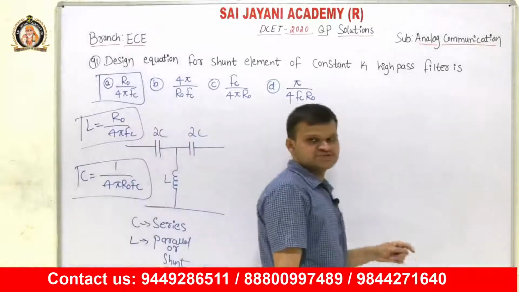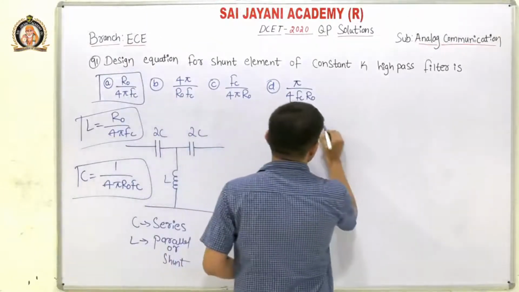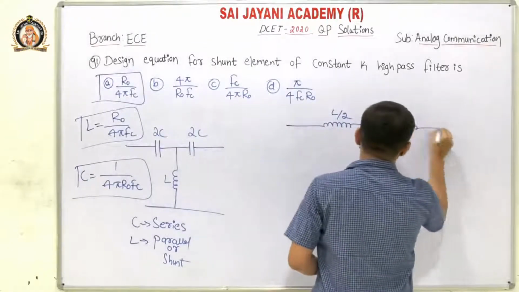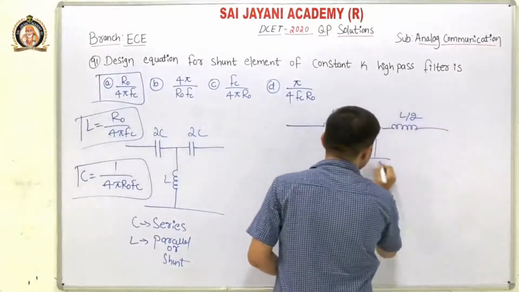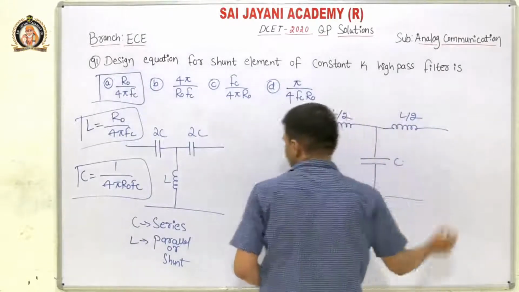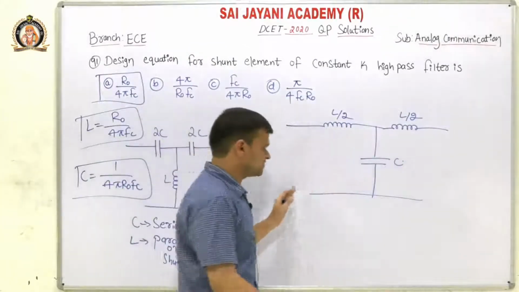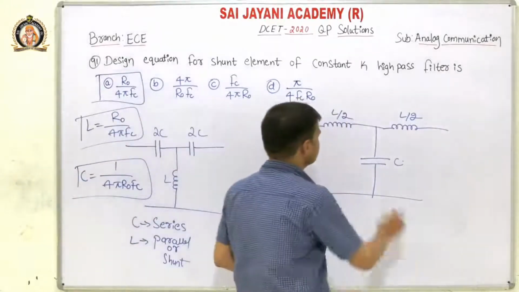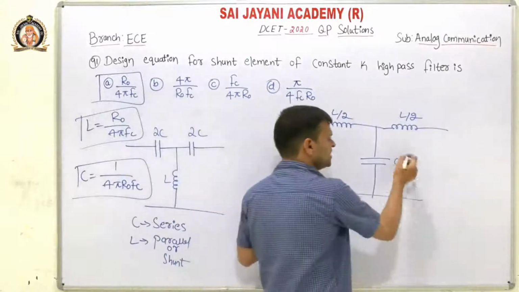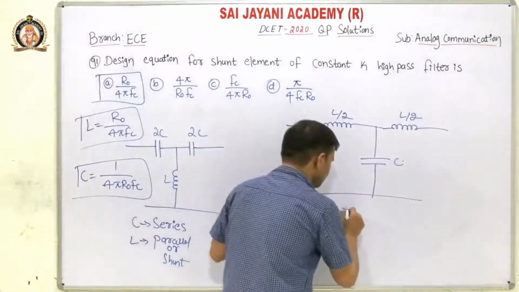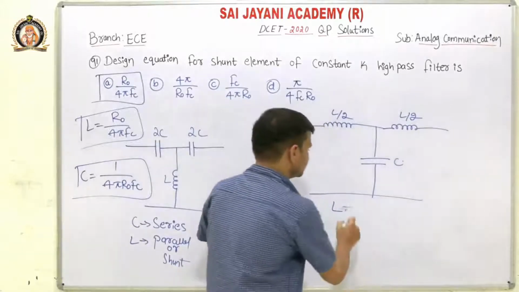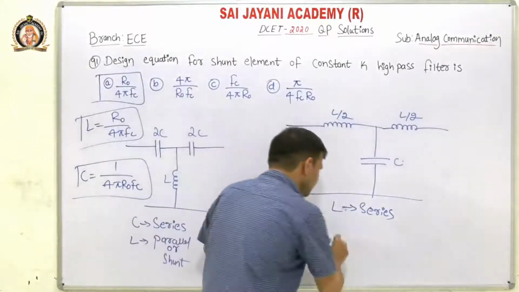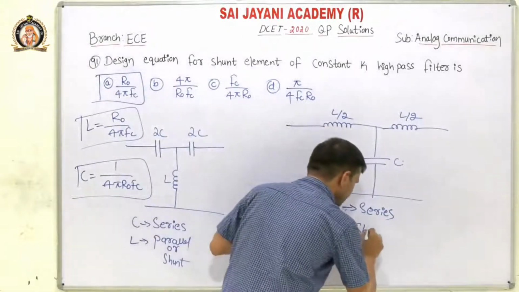When you consider the constant K low pass filter, the two inductors are connected in series, and in between, a capacitor C is connected. This is the constant K low pass filter and the earlier one is the constant K high pass filter. Here the inductor is the series element and the capacitor is the shunt element.